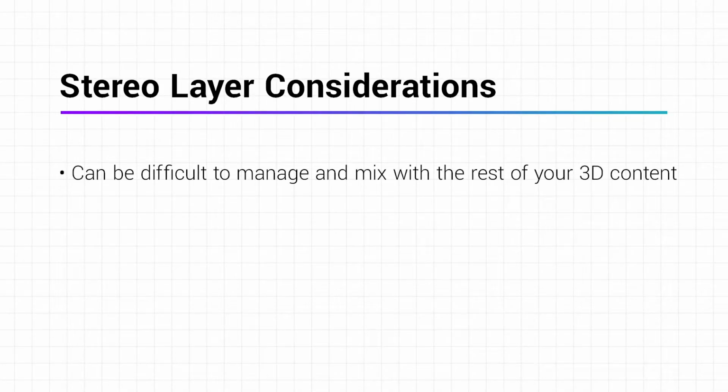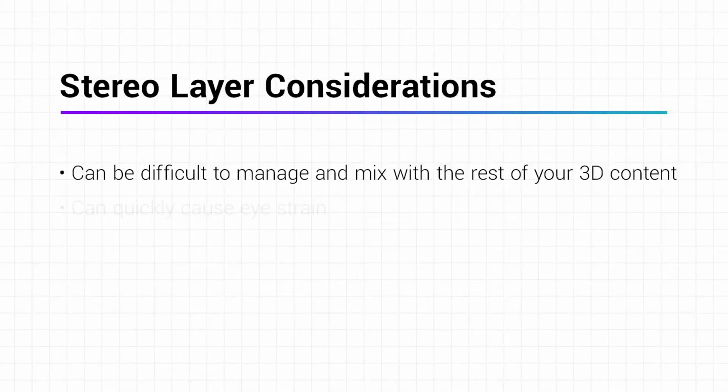While they are a helpful feature for VR projects, it's important to remember that they can also be difficult to manage and mix with the rest of your 3D content. This is because of stereo convergence, where two objects are rendered in two separate planes while existing in the same screen space. This can quickly cause eye strain. You might want to have a fallback method to see the content without a headset, or have the UI elements completely envelop the user's view.